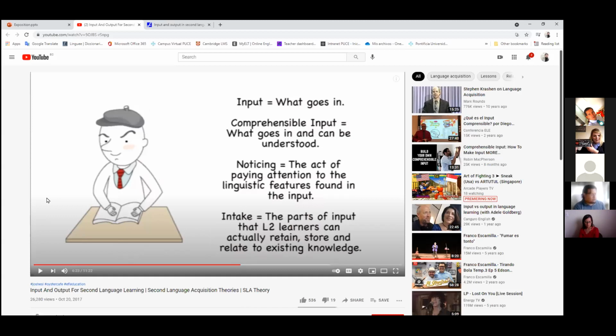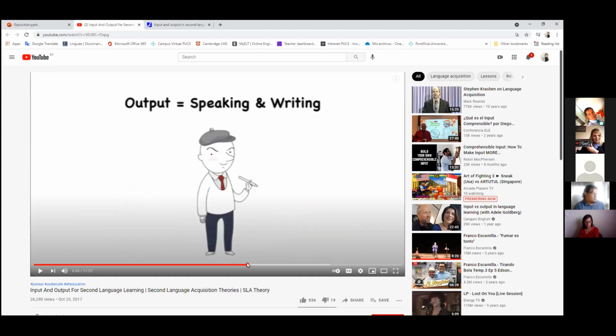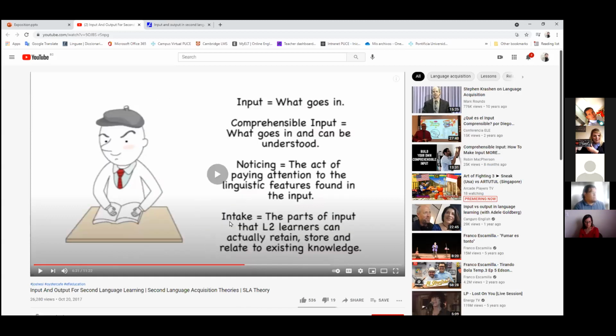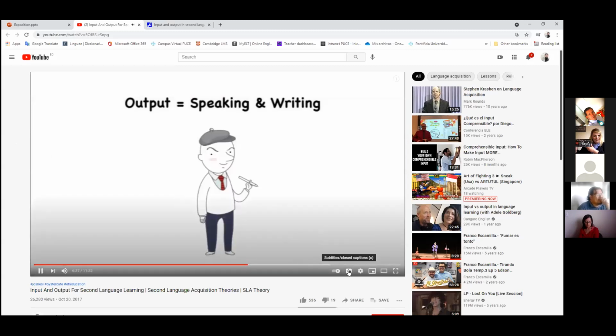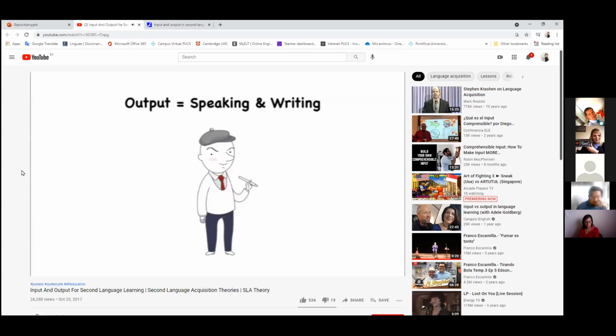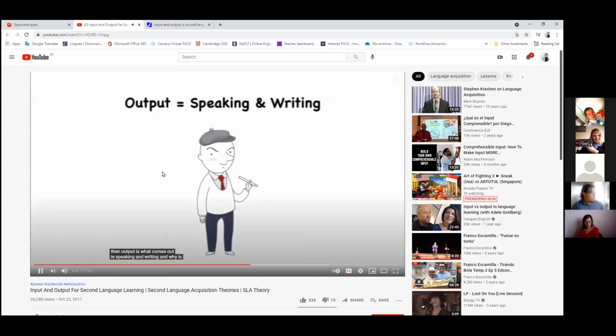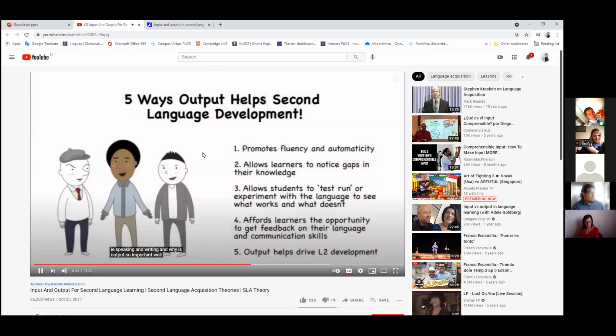Now, let's go to the output. Look at output. If input is what goes in, then output is what comes out, i.e. speaking and writing. And why is output so important? Well, these are also other important components in output.